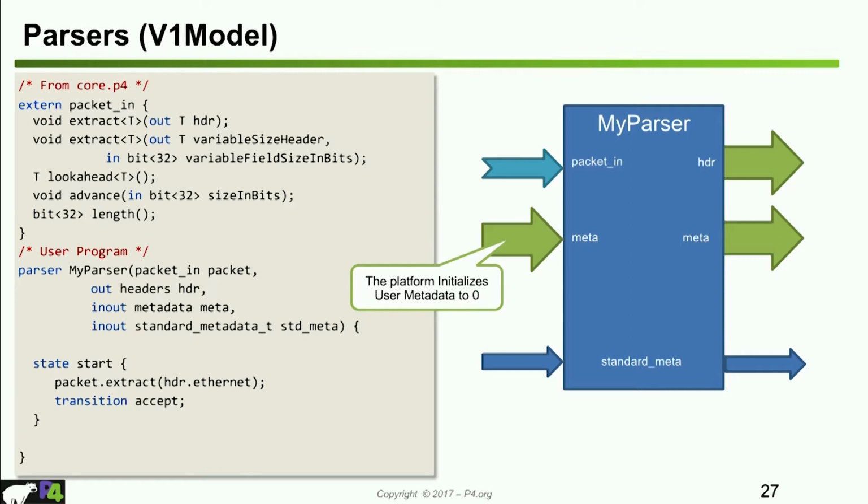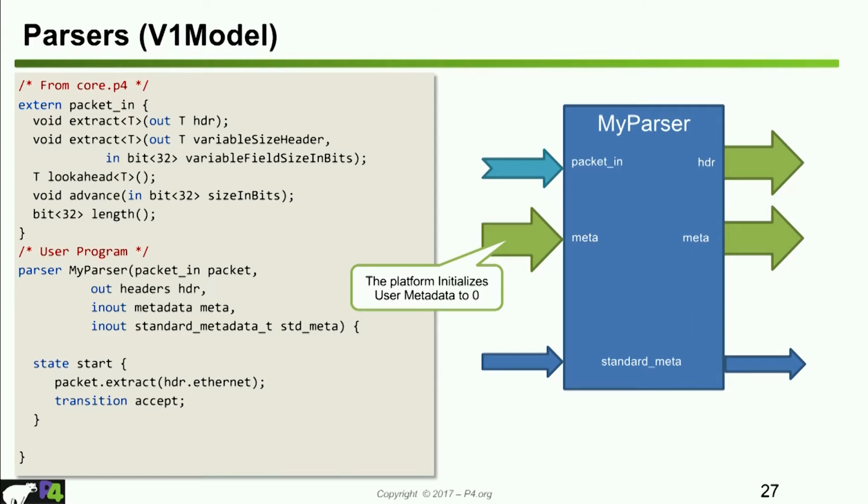The parser for the V1 architecture takes in the input packet and produces this header struct, so it fills out the headers in the header struct. There's also the user metadata and the standard metadata that pass through this parser and can be used if desired in your P4 program. At the top left, we're showing the packet_in declaration defined in core.p4, and it has a number of different methods associated with it that are very useful for implementing the parser. For today, we'll just focus on using the most basic extract method, which allows you to extract a fixed size header from the incoming packet.